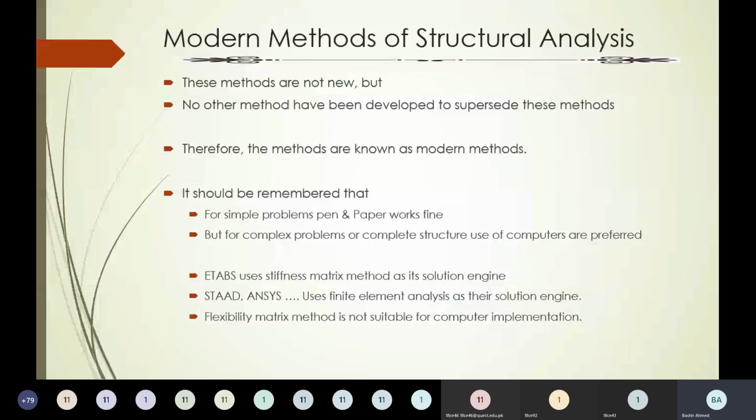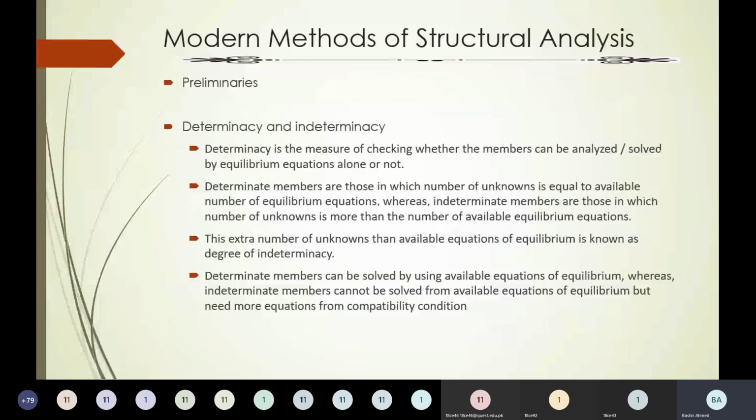Few preliminaries, many things we all must be knowing. Here is determinacy and indeterminacy. We all know structural members can be categorized as determinate and indeterminate members.